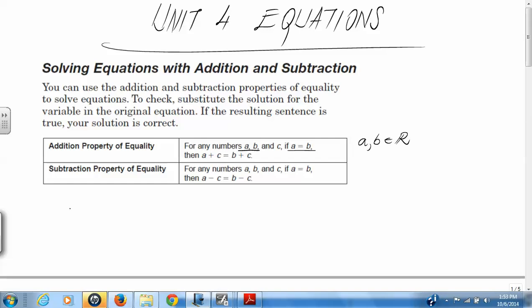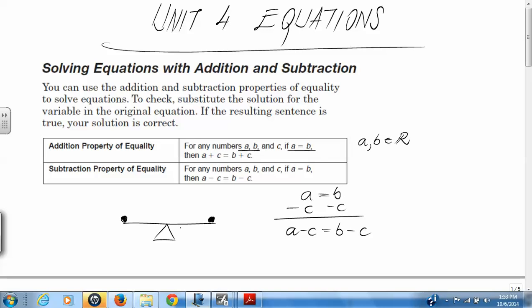Same story if you're taking the same quantity away from A and B. If A equals B, and you subtract the same number C from both sides, you will end up on the left with A minus C, which should stay equal to B minus C. Mrs. Bell also told you in class today that your equations are like a teeter-totter. If you have something on the left, you will have the same thing on the right.